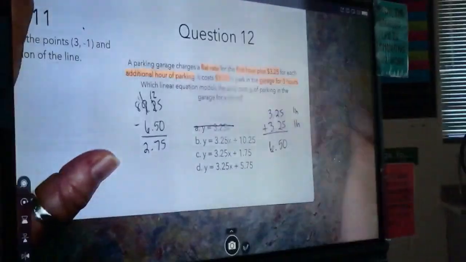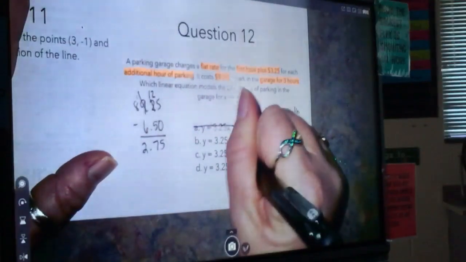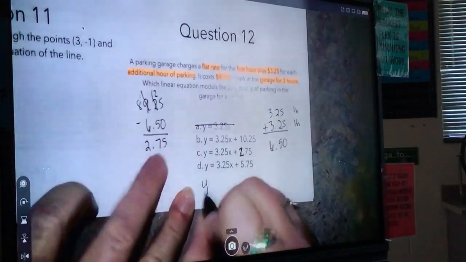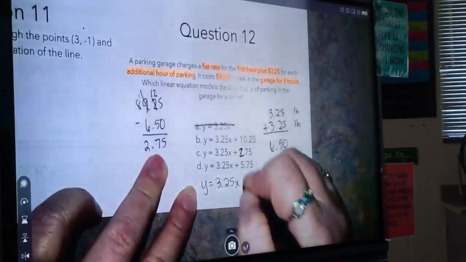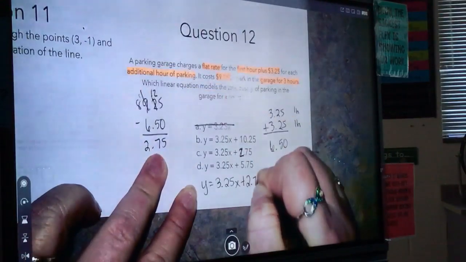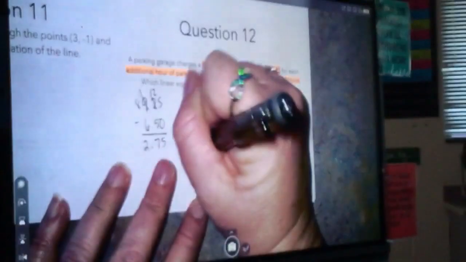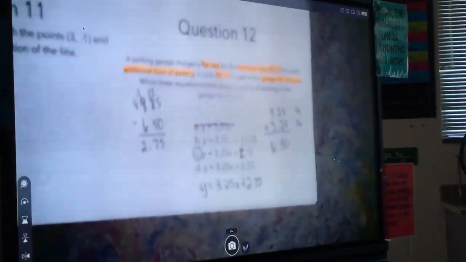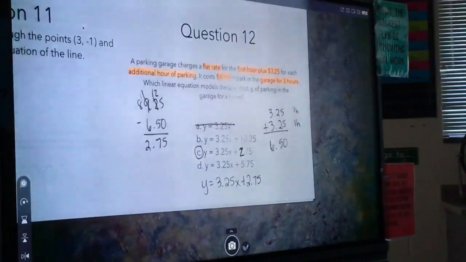So you get 2.75. So essentially, and this is where your study guide is wrong, we need to change that to a 2. But your answer for this one is y equals 3.25 times the number of hours plus the flat rate of 2.75. Okay, so technically C is the correct answer. We just had a typo. But again, it's not that hard. You just have to stop and think about what the question is asking you.